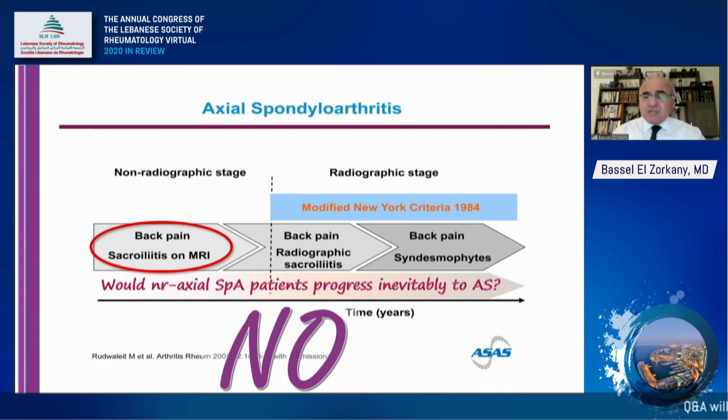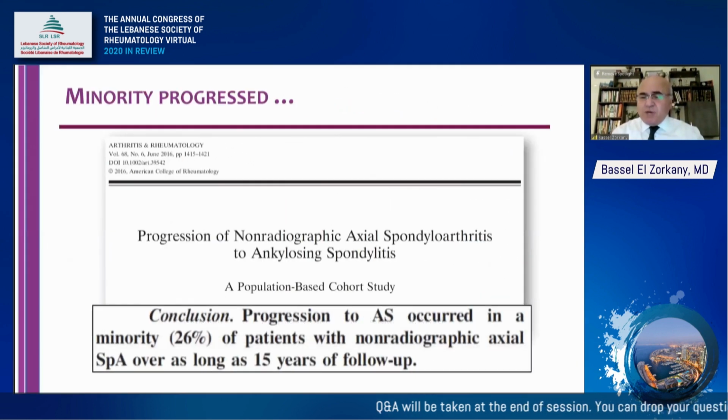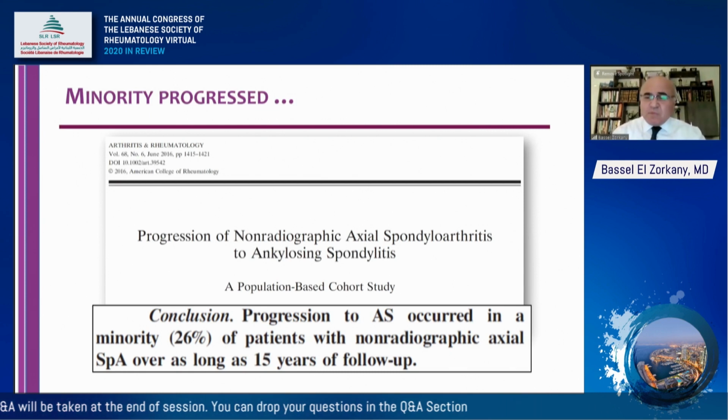You can see that this arrow is not a continuous arrow, but it is interrupted here and there. Only a minority of patients progressed, even over as long as 15 years. In one population-based study, only 26% had progressed, although the numbers followed up for these years are somewhat few.